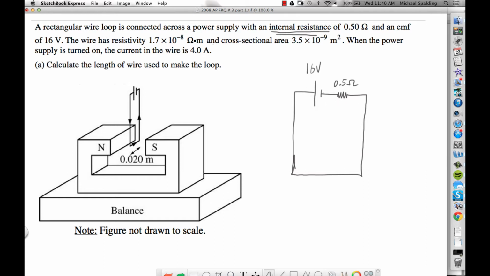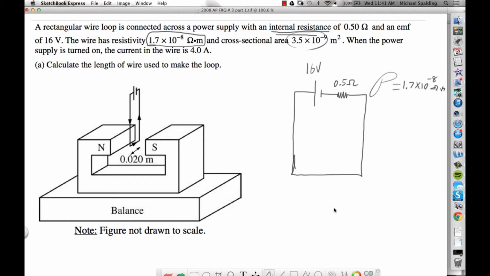Now, what else do we have? We've got the resistivity of the wire. This goes back to chapter 17. The resistivity of this wire is 1.7 times 10 to the negative 8 ohm meter. All materials have their own resistivity. And then the cross-sectional area. That's how fat it is. Not this area. We're talking about if you took this wire and cut it and looked at it sideways like this, how fat that wire is.